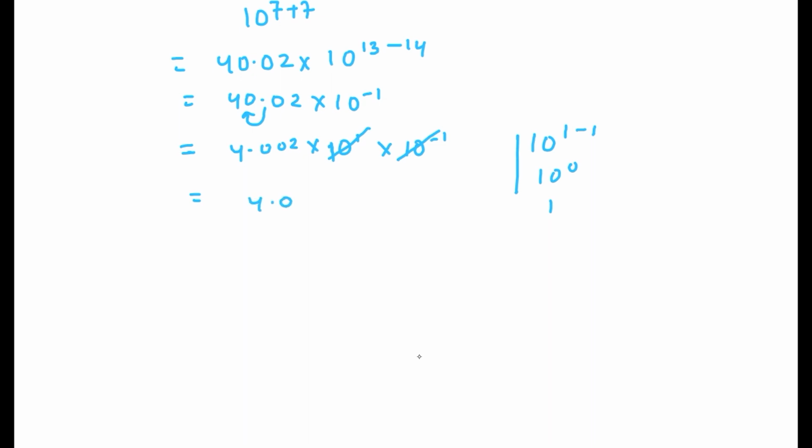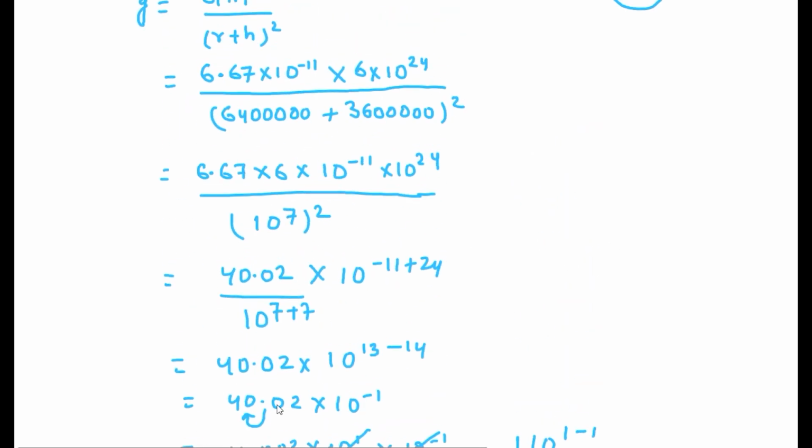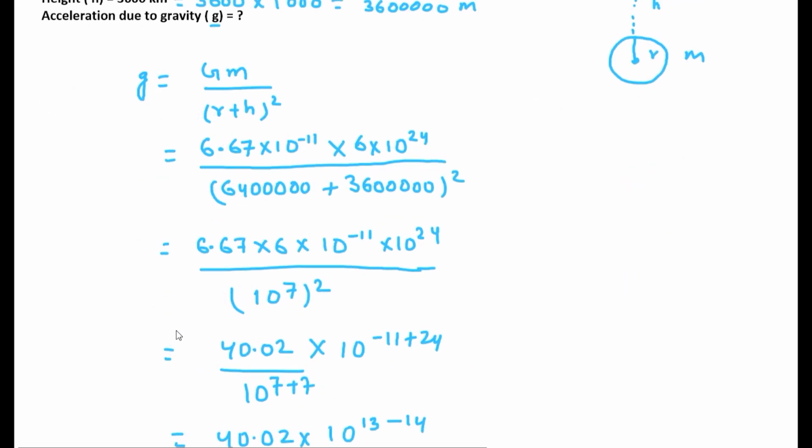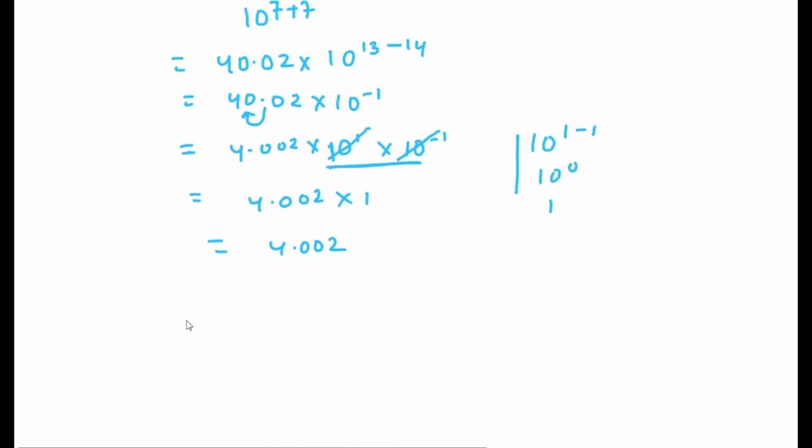So here 10 power 0 into 4.002, it becomes 4.002. Here the base is same, so we added the powers, 10 power 0, so it becomes 1. So this is the required value of g, and the unit of g is meter per square second.